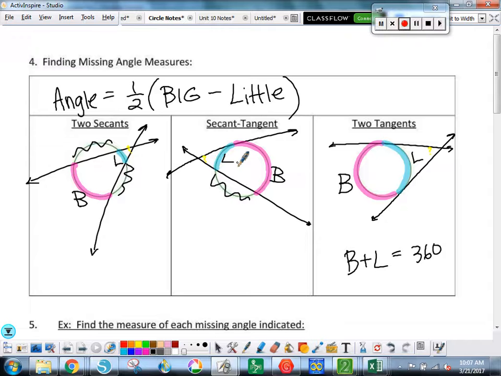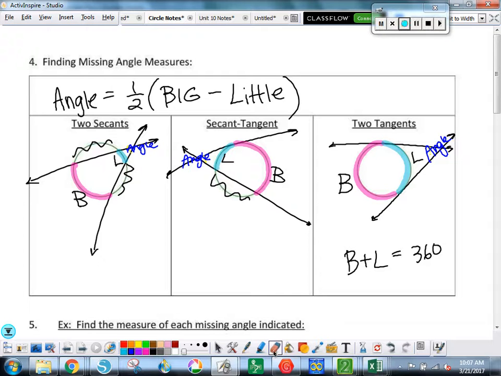So this angle right here, or this angle right here, or this angle right here, is 1/2 of the big arc minus the little arc. There it is, Sarah. So let's try a few of these.